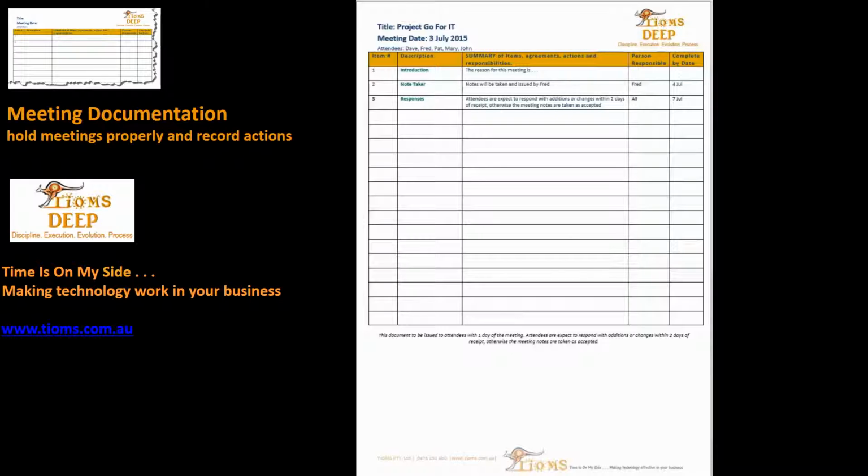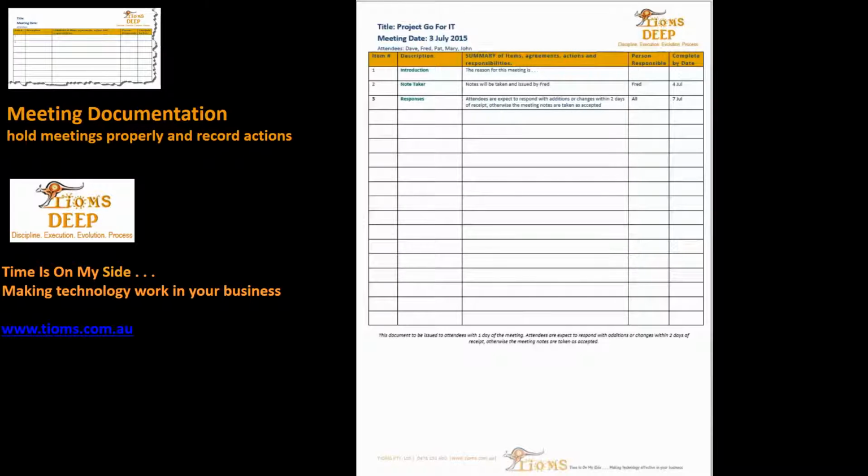The description is just a short description of what's to be discussed or actioned or whatever it might be. Then the column in the middle is the summary of the agreement, actions and responsibilities. This isn't like taking minutes, it's not detailed minutes of every word that is said per person, but just a reasonable reflection of what was said under that particular item.